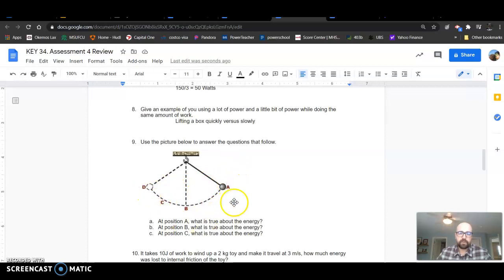Here's a pendulum, a classic energy conversion example. At position A, it's all potential energy. At position B, it's swung down here. This is all kinetic energy. And then at position C, half KE and half PE.